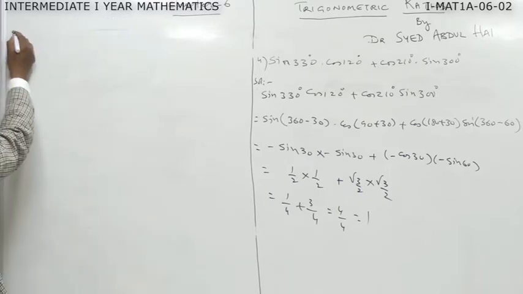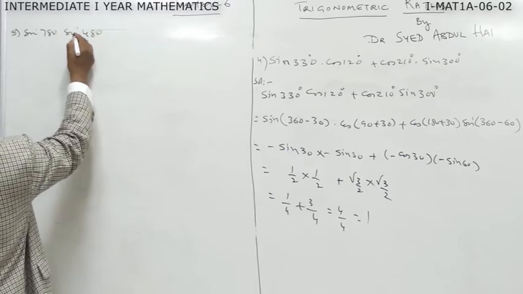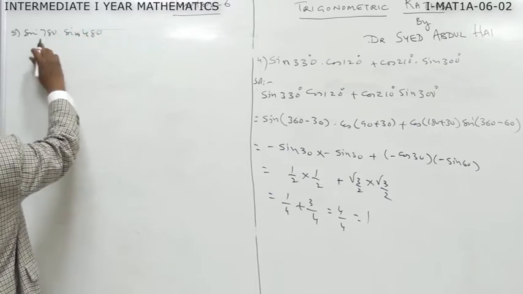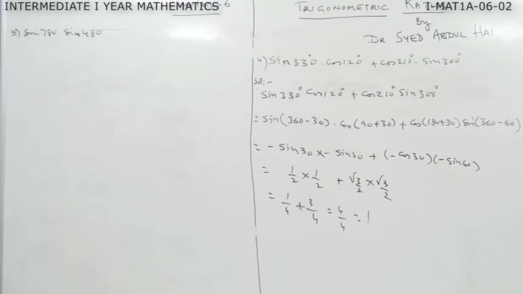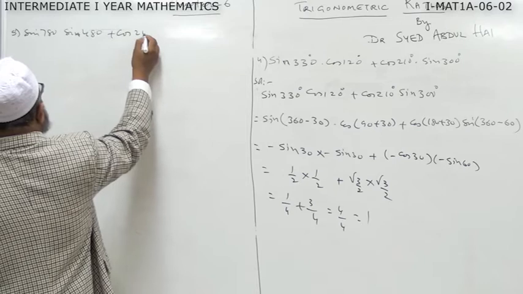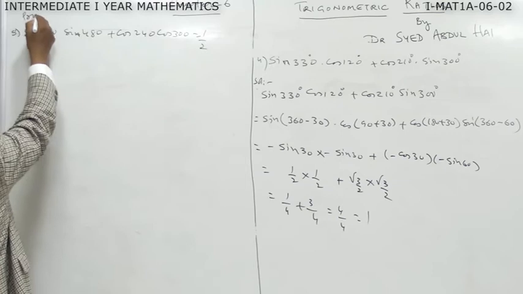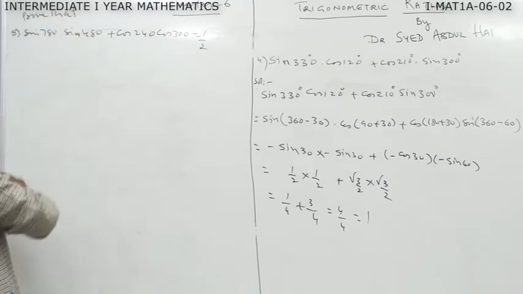Question is, find the value of sin 780 sin 480 plus cos 240 cos 300 is equal to 1 by 2. Prove that sin 780 sin 480 plus cos 240 cos 300 is equal to 1 by 2.